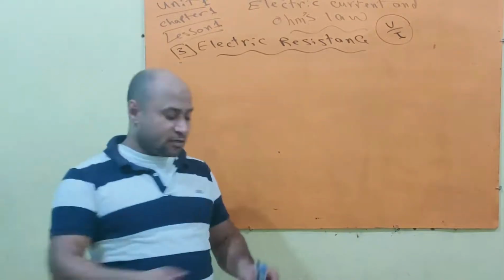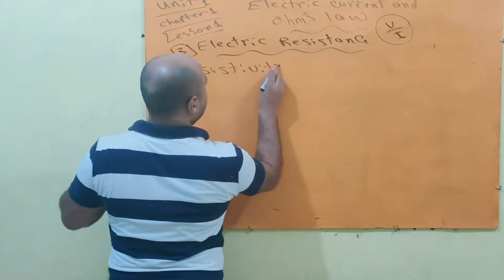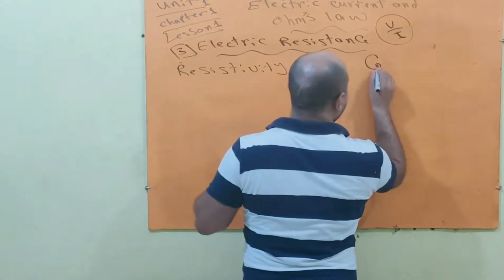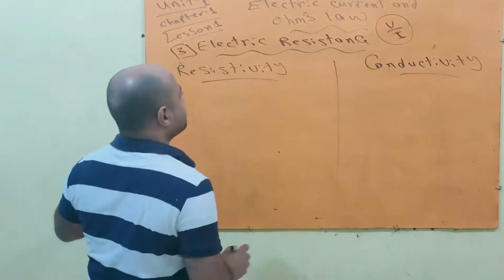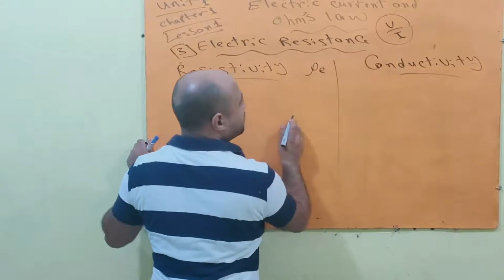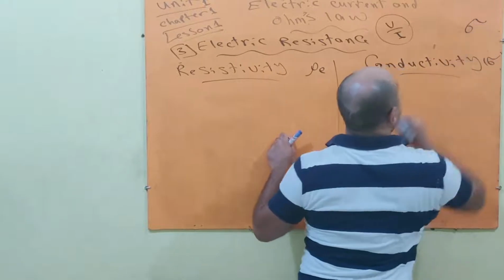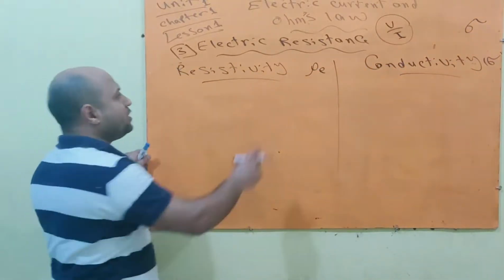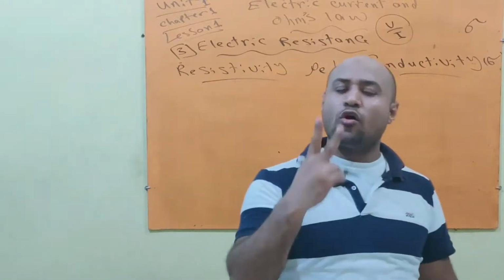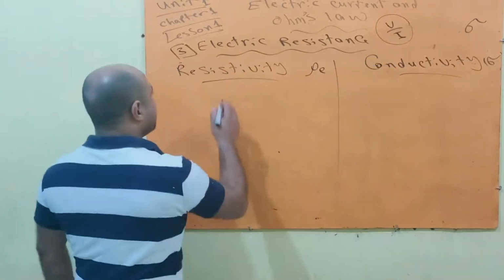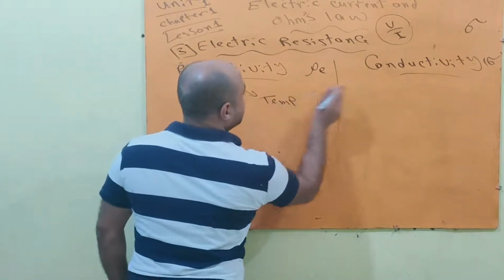Okay, you should know that resistivity and conductivity are opposites. Resistivity is ρ and conductivity is sigma, written like a 6. Resistivity ρ also depends on, and so does conductivity, two factors. Meaning only two things change resistivity and conductivity: type of material and temperature. The same applies to conductivity.